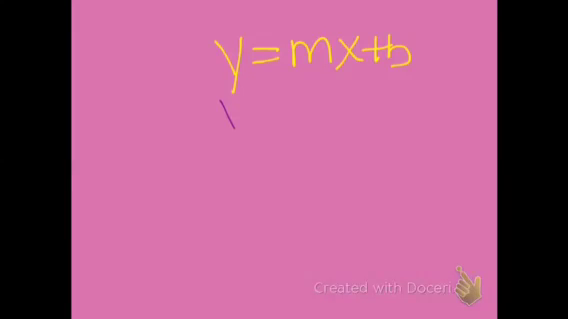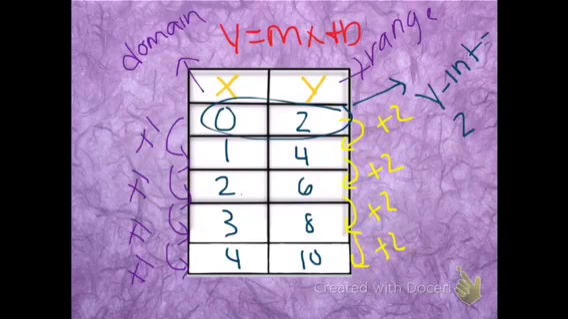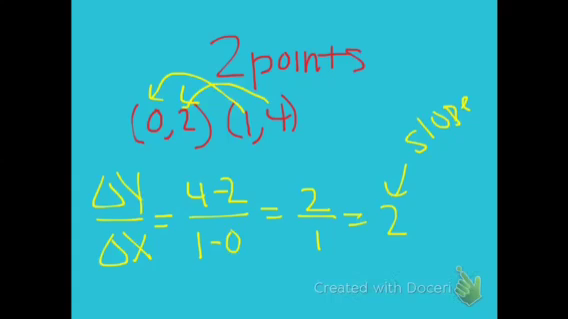So, we get y equals 2x plus 2, and that is our answer. Now, let's see if it works. Let's go back and pick another point. Let's pick (2, 6). So, we get y equals 2x plus 2, which was our answer, and we picked the point (2, 6).